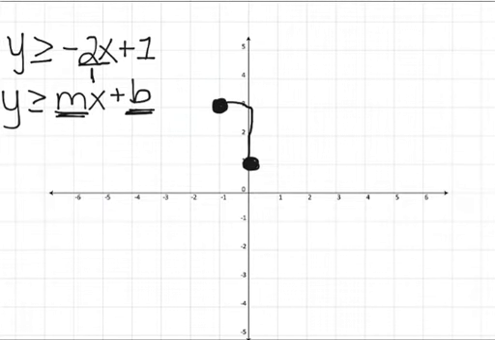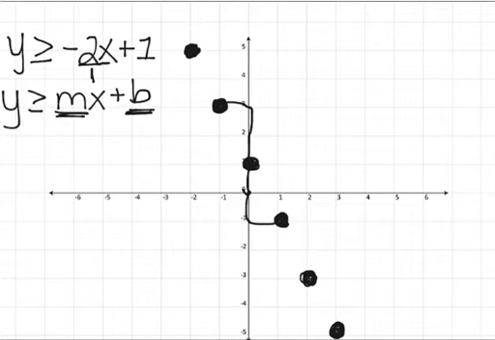Up 2, left 1. I ran out of room going up, so I'm going to go the opposite way, starting from my original. I'm going to go down 2 to the right 1, which is just the opposite. Down 2 to the right 1, down 2 to the right 1. I have made my points here, so let's now look at our inequality.